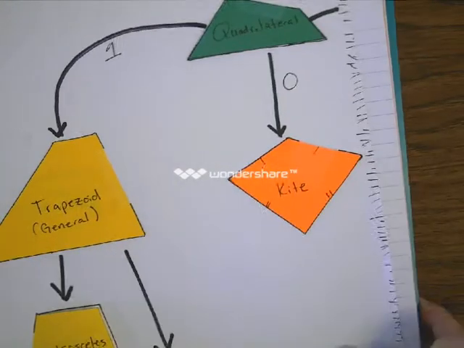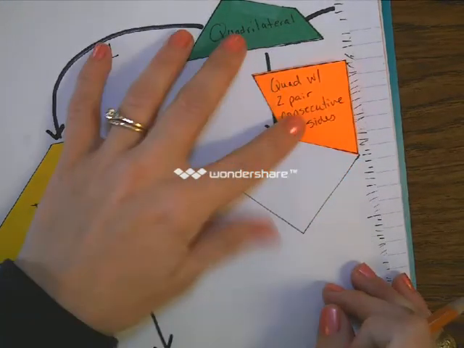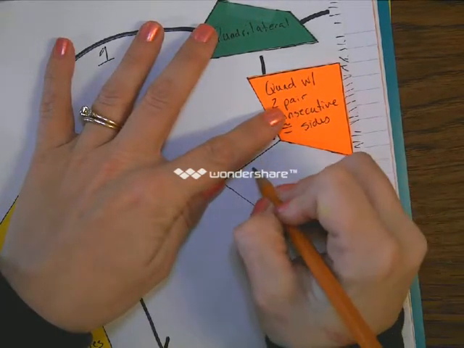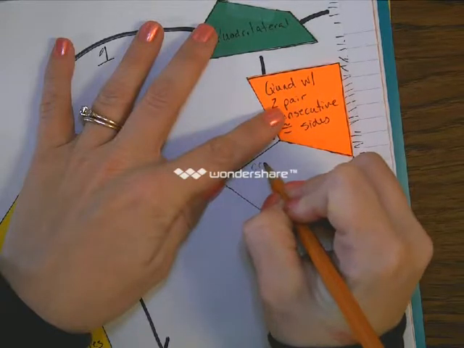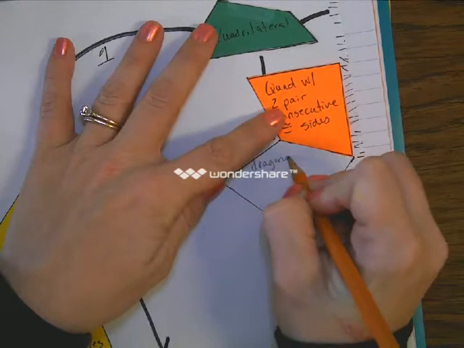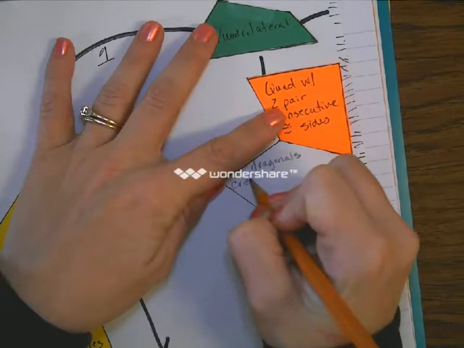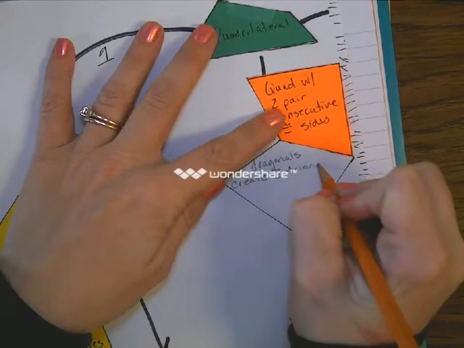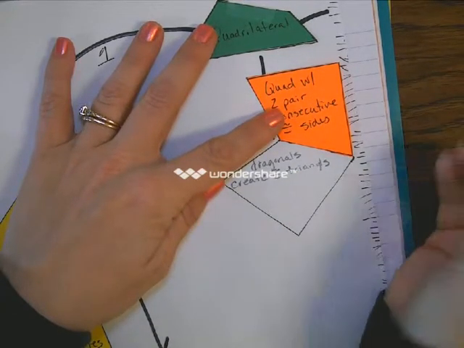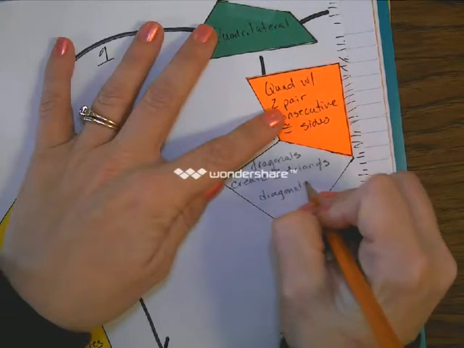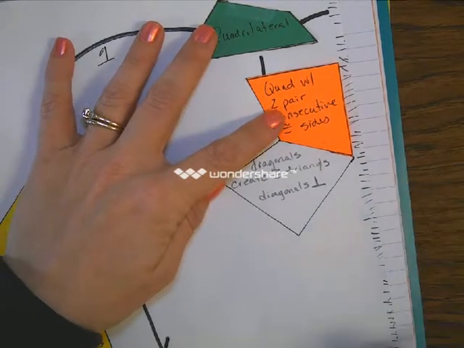Then you have the kite. Okay. There's not really a theorem for this, but you do have to understand that the diagonals create congruent triangles depending on how it's turned, and then the only other thing is that the diagonals are perpendicular. Okay.